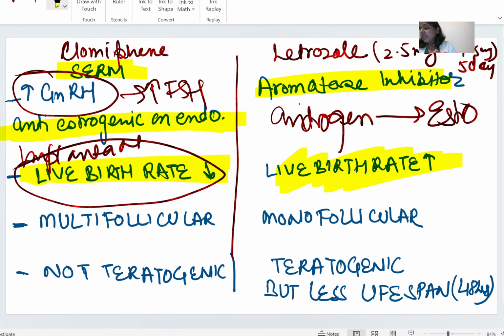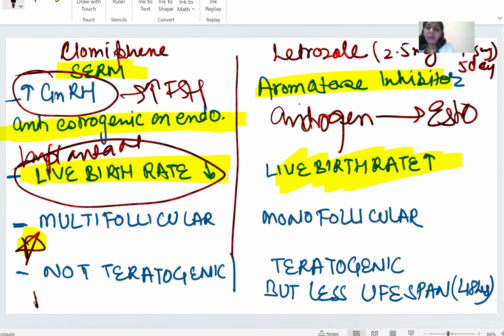Okay, there are some more advantages of clomiphene. In spite of all these advantages, we have replaced clomiphene. What are they? It causes multifollicular development. What is multifollicular development? Multifollicular development means many follicles were made. That is good for the infertility patient. But still, we have to replace it because we were not getting the live birth rates. So this was one advantage of clomiphene, multifollicular development.